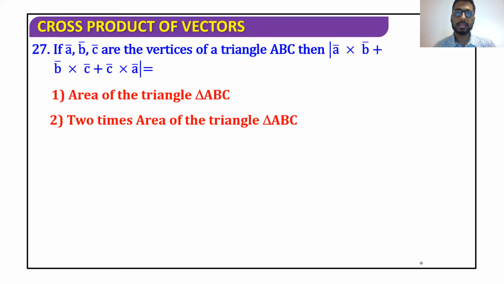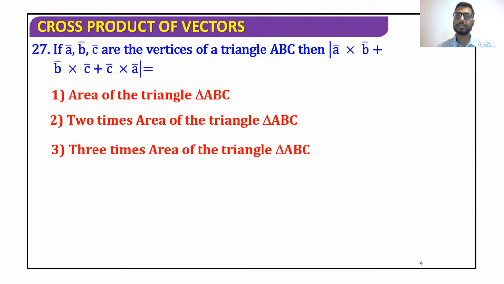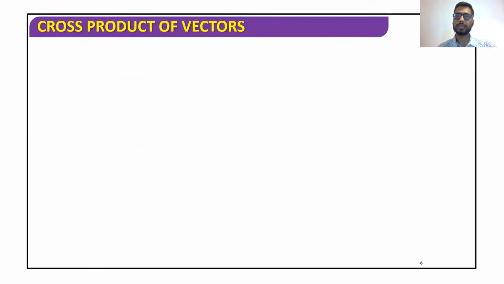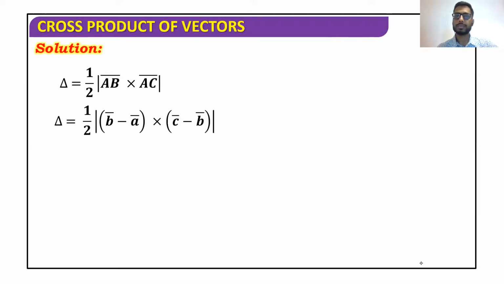Consider that A, B, C are three vertices of a triangle, and it is given that A cross B plus B cross C plus C cross A. You have to find the value of this term, whether it is equal to 1 times the area of the triangle, 2 times, 3 times, or 4 times the area of the triangle. We know the formula for the area of a triangle, which is half into the sides AB and AC, and we already have the coordinates A, B, and C. Therefore, substituting, I'm going to get AB is nothing but B minus A, AC is C minus A. If I cross multiply this, I'm going to get B cross C.